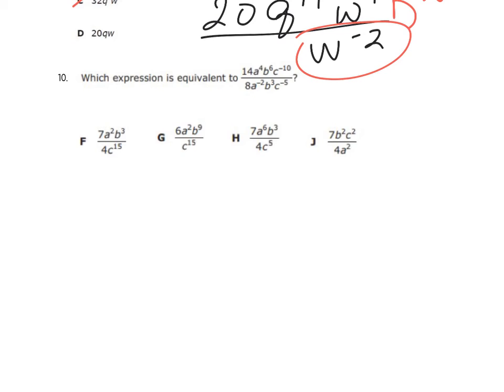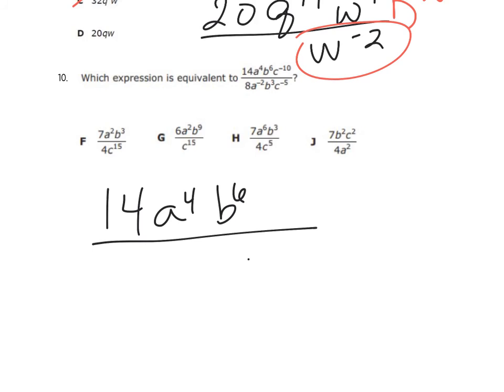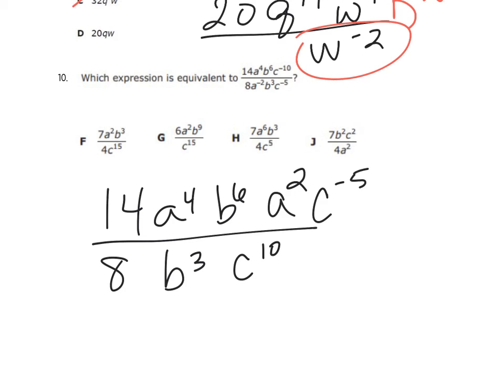Okay, and number 10, which expression is equivalent to 14 a to the 4th, b to the 6th, c to the -10, over 8 a to the -2, b to the 3, c to the -5. Okay, so I'm going to start writing down my problem. And if it's positive, I'm leaving it where it is. But that c is negative, so I'm putting that in the denominator. Then I go to the denominator, that's positive, it stays. A to the negative 2 comes up. B to the third stays. C to the negative 5 comes up.